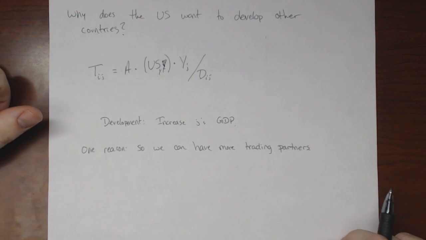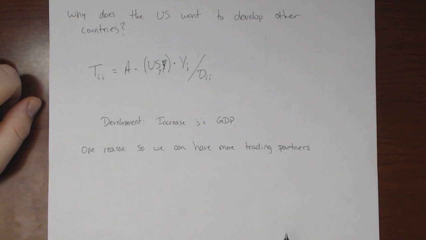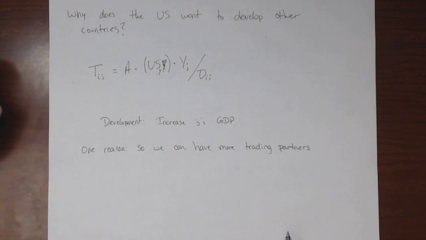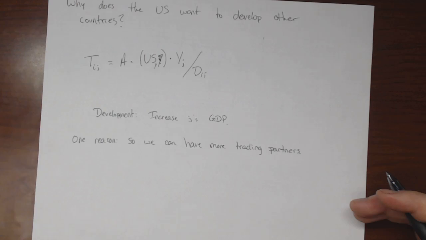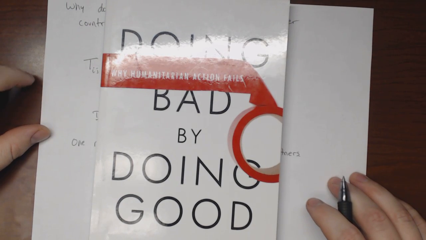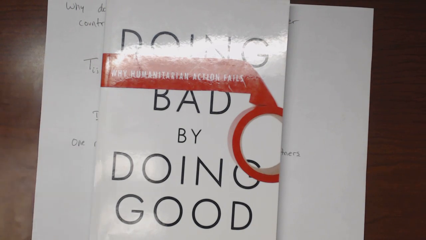Again, whether or not we should is a completely separate question that lies outside the boundaries of economics and is not something that we will be talking about in this class, though you can certainly go check out Doing Bad by Doing Good by Chris Coyne for answers on what happens when we actually do these things.